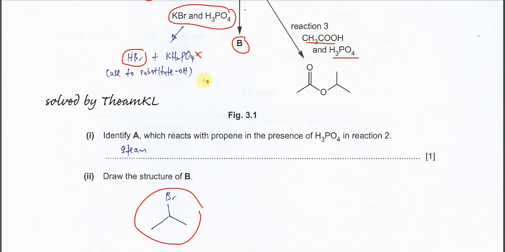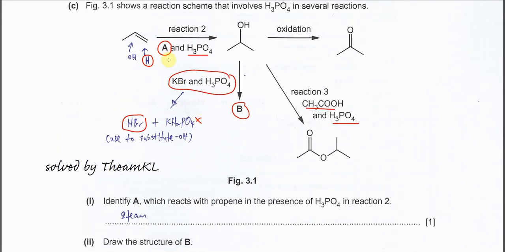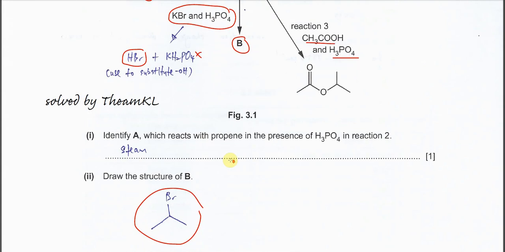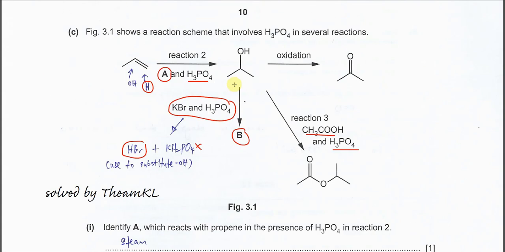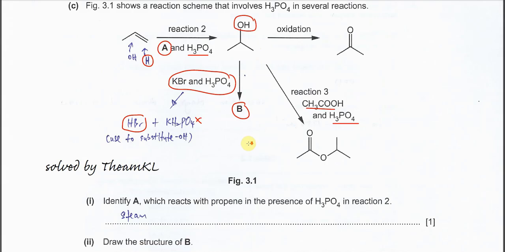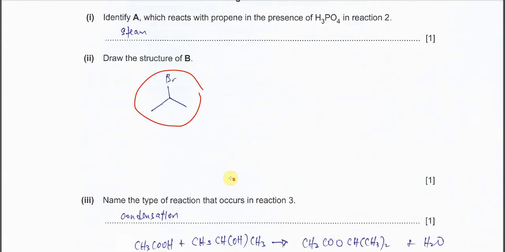Now let's start part 1. Identify A. A, I already told you, must be steam, right? Part 2. Draw the structure of B. I already told you OH will undergo substitution and is substituted by bromine, right? So therefore it will form this one, 2-bromopropane.